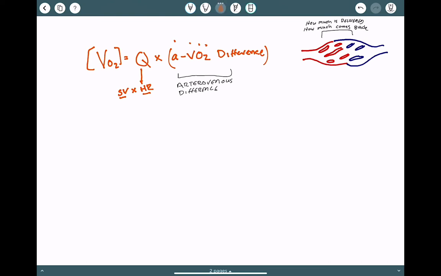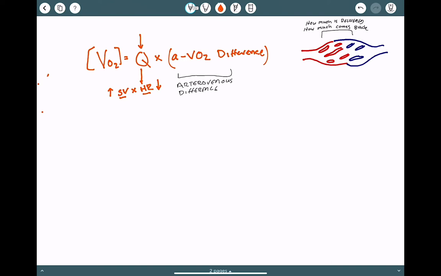Okay, so we have this Fick equation with a couple of variables, and each one of these variables represents an important physiological piece. So when we talk about the Q, let's focus on Q. We're talking about stroke volume and heart rate. And we know that when we have adaptations to aerobic training, stroke volume is going to go up and heart rate is going to go down, which means the heart is going to work more efficiently at various intensities because the stroke volume has increased.